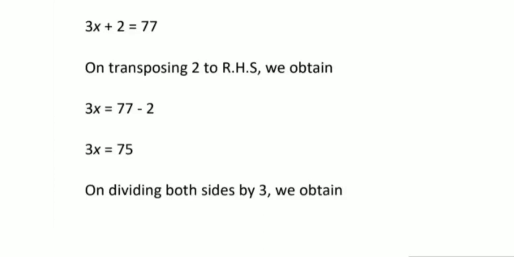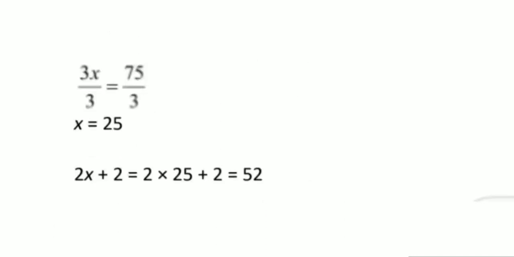Now on dividing both sides by 3, we obtain 3x upon 3 is equal to 75 upon 3. So x is equal to 25. Now length is 2x plus 2. So 2 into 25 plus 2 is equal to 52. So breadth is 25 meter and length is 52 meter.